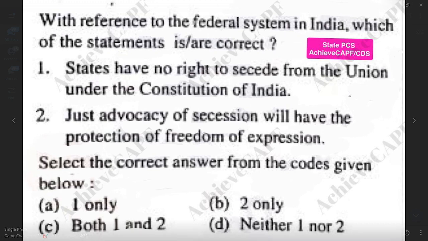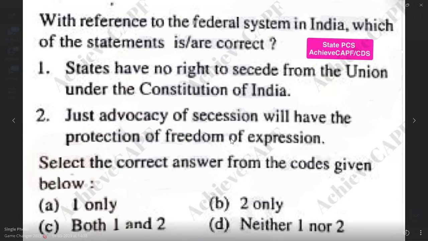With reference to the federal system in India, which of the following statements is correct? States have no right to secede from the union under the Constitution of India. Just advocacy of secession will have the protection of freedom of expression.